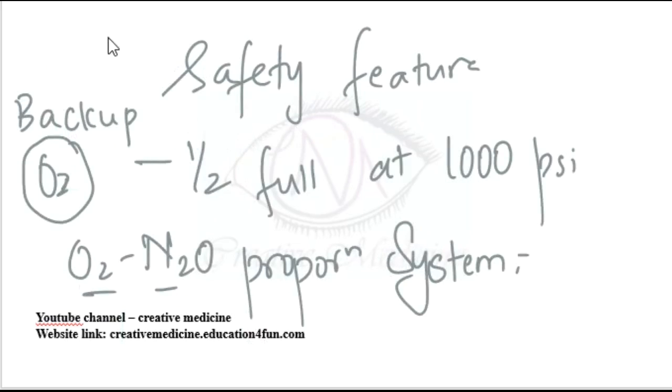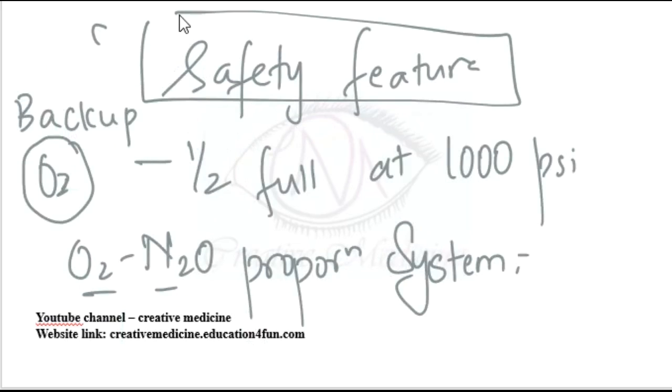So, for safety features of an anesthetic system, we have four. One, backup cylinder. Backup cylinder contains oxygen, and this oxygen backup cylinder should be at least half filled at a pressure of 1000 psi.